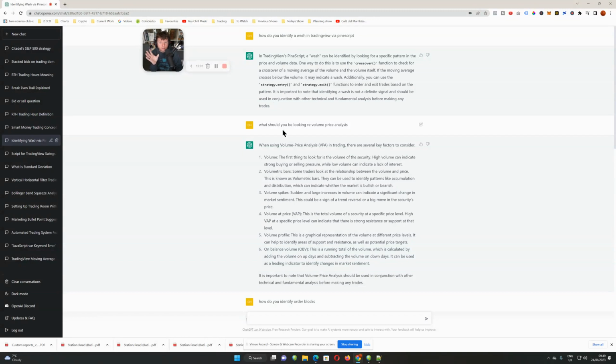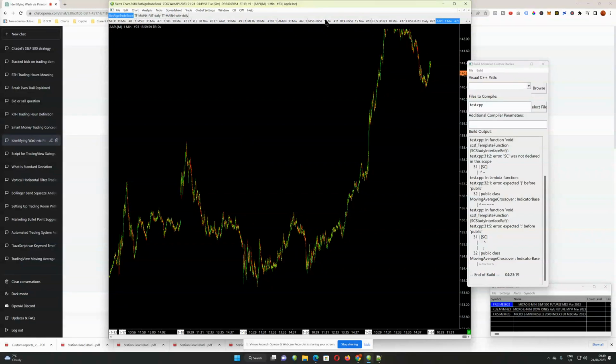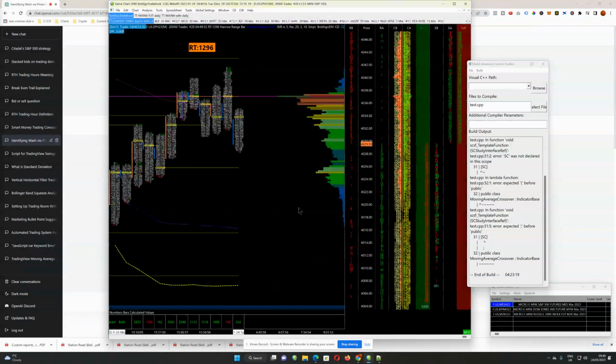But what I then thought, right, well, let's see if ChatGPT understands volume price analysis. Now, obviously, volume price analysis is very, very important from a point of view of trading. If we jump across to this chart as an example, you can see it on mine, and I'm just going to get rid of that particular chart because we don't need it anymore. You can see there we have the volume profile, so we can quickly identify where the trades are actually happening.